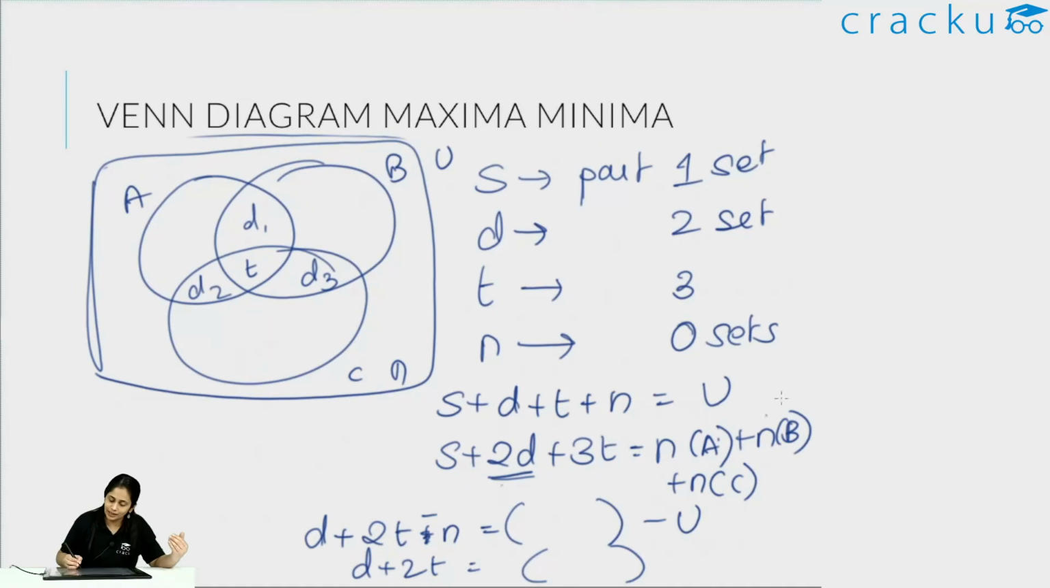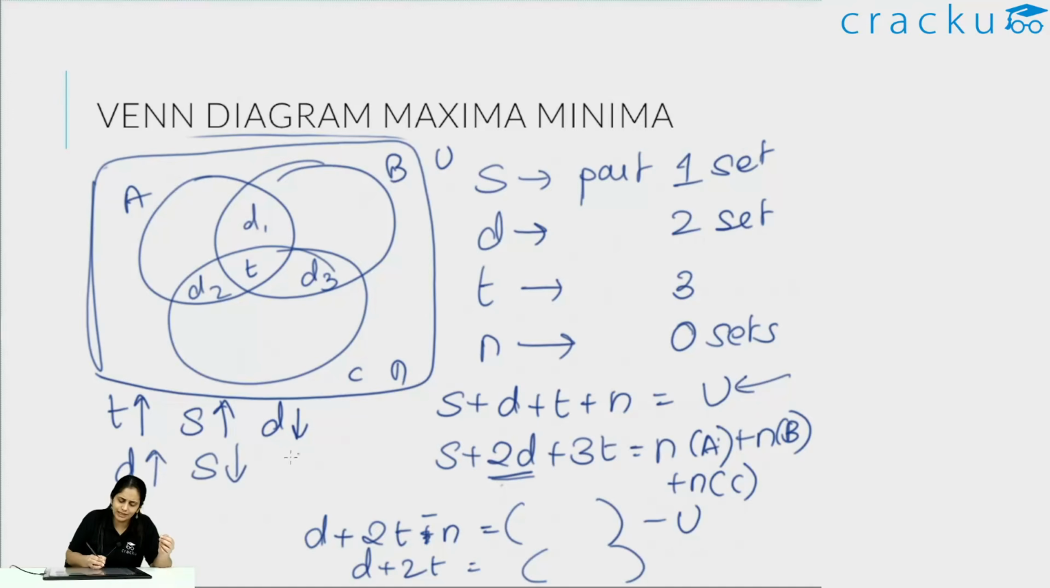If I consider this equation, every value of T is accounting for two elements of overflow. So when I maximize T, I minimize D, and D plus T is also minimized as such. So when T is maximized, S is maximized and D is minimized. When D is maximized, S is minimized, T is minimized. This can actually be understood only with the help of an example, because in terms of equations of maximizing and minimizing, it is difficult to grasp.